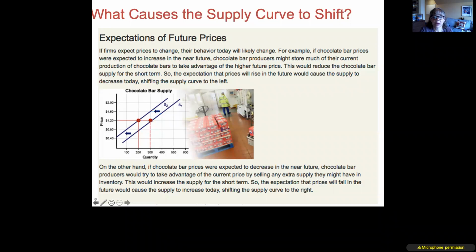Now, keep in mind, if they think the price of chocolate is going to decrease in the future because of some expectation, for instance, they've seen a clinical study and they saw preliminary results that chocolate is bad for you, they may dump it and hope that they can get the best price possible.